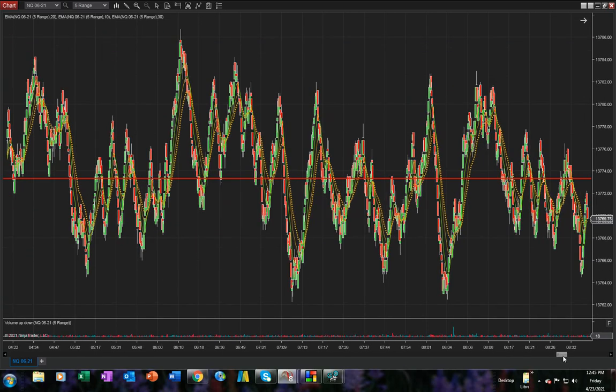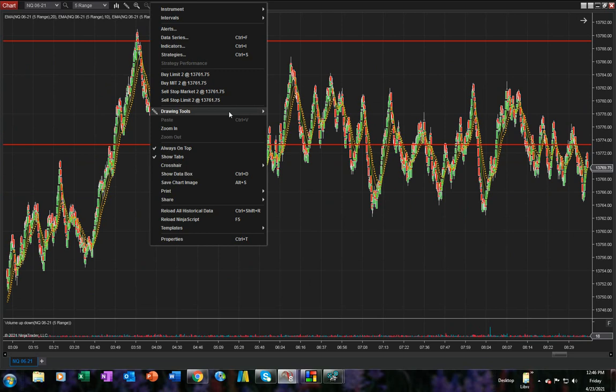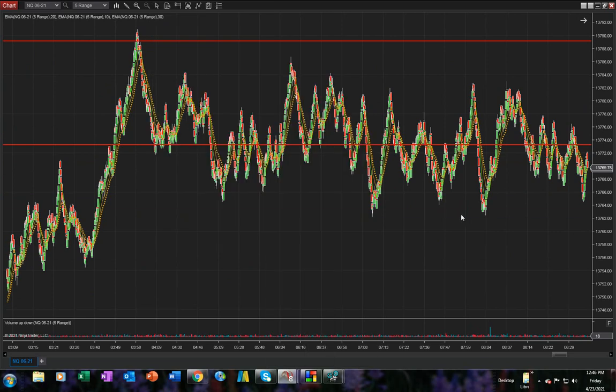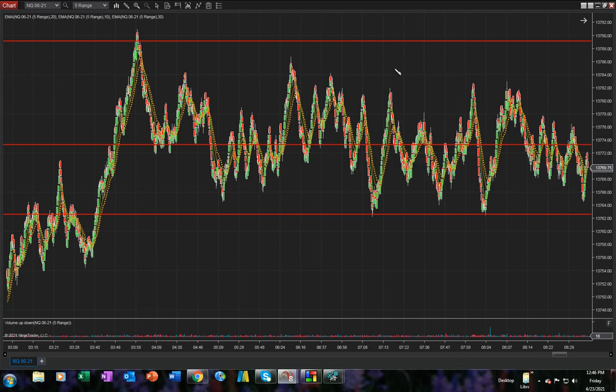And now we're into sort of a range. I'm going to zoom out a little. And we got really rangy and choppy before the market opened. Going to probably draw some lines at the bottom and tops of these ranges here.